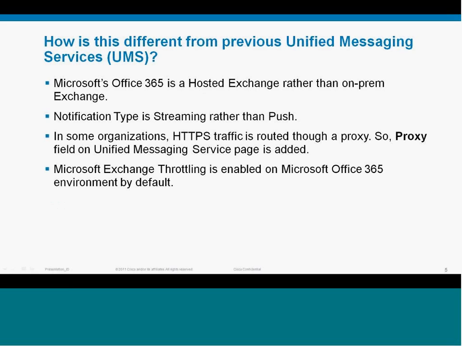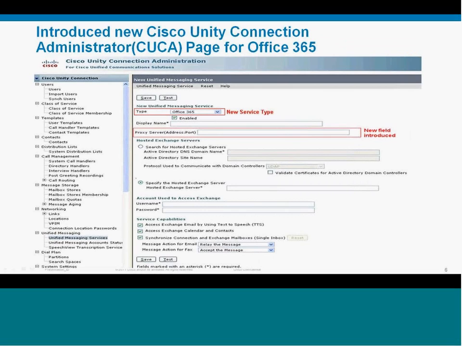How is this different from previous unified messaging services? Microsoft Office 365 is a hosted Exchange rather than on-prem Exchange. Notification type is streaming rather than push. In some organizations, HTTPS traffic is routed through a proxy, so a proxy field on the unified messaging service page is added. Microsoft Exchange throttling is enabled on the Microsoft Office 365 environment by default. A new CUCA, that is Cisco Unity Connection Administration page, is introduced for Office 365.